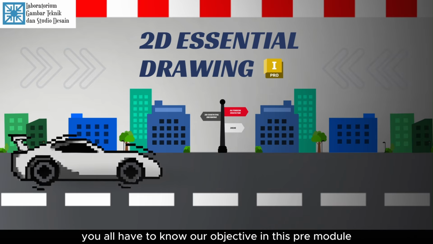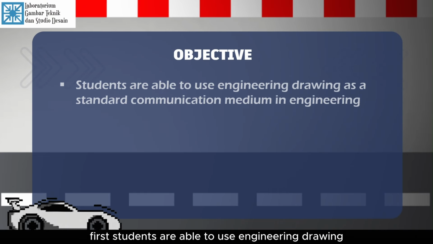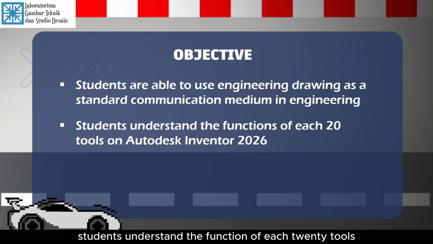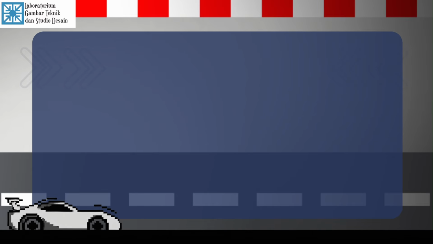Before we start, you all have to know our objectives in this pre-module. First, students are able to use engineering drawing as a standard communication medium in engineering. Second, students understand the function of each 2D tool in Autodesk Inventor 2026. And last, students are capable of editing a 2D sketch with Autodesk Inventor 2026.